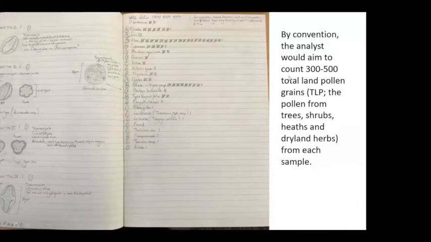By convention, what we would do is count 300 to 500 pollen grains from each sample. So this may involve counting thousands of pollen grains per core. And what we're looking for in terms of standardizing this is to count the pollen from the trees, shrubs, heaths and dryland herbs as a contribution to this pollen sum. We count everything else, of course, aquatic plants are included within that, but by convention, pollen analysts keep those out of this standardized sum.